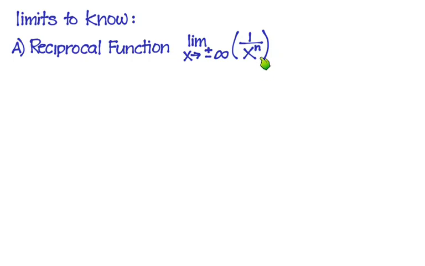There's certain limits that we just need to know, that we need to memorize, and we can go through this process, but we just need to memorize. And one of those is a reciprocal function, which means 1 divided by x raised to some power. And it doesn't matter what the power is, positive or negative. We're just looking at this reciprocal function, and we're looking to the far, far left and the far, far right, or we're talking about as we plug in values of x that are getting larger and larger and larger. As the denominator gets larger, this function approaches 0.